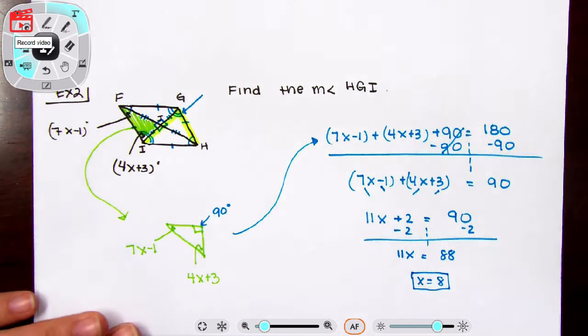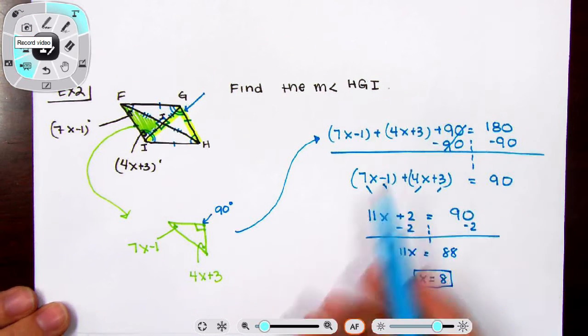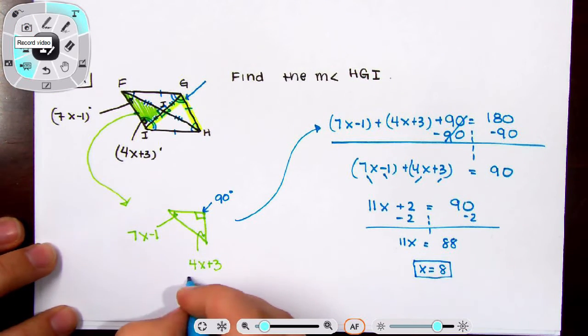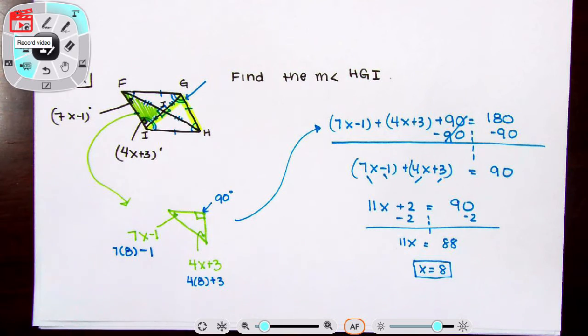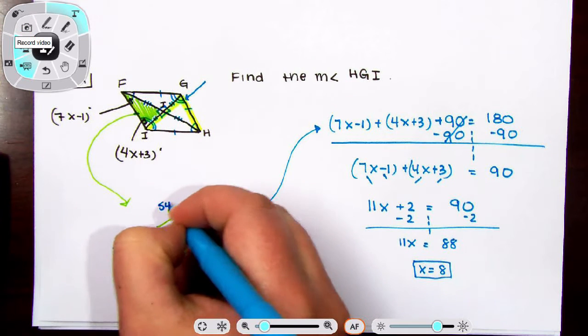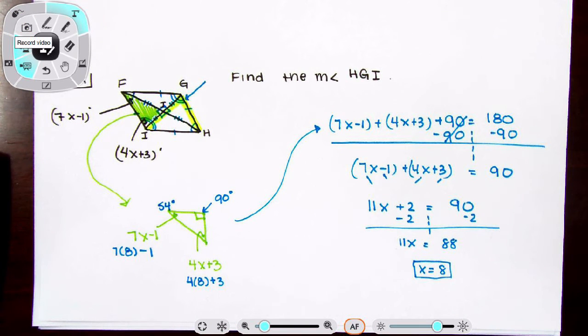Now, we did solve for x, but it's not asking us to solve for x. It's asking us for HGI. So I'm going to take x and plug that in here, and I'm going to see what each angle measure is. So we have 7 times 8 minus 1. That gives me an angle measure of 54 degrees. 4 times 8 plus 3. That gives me 35.